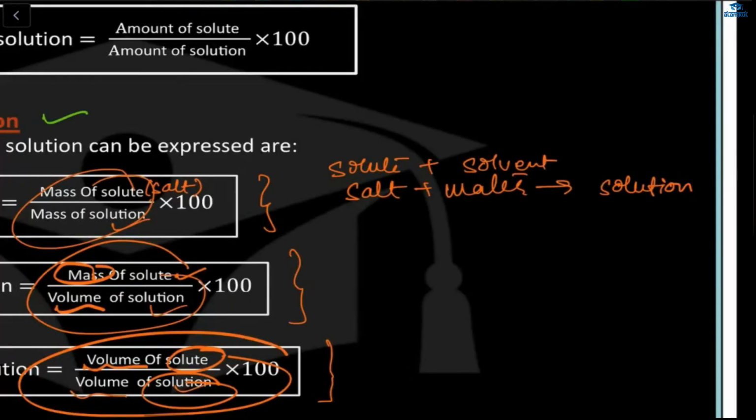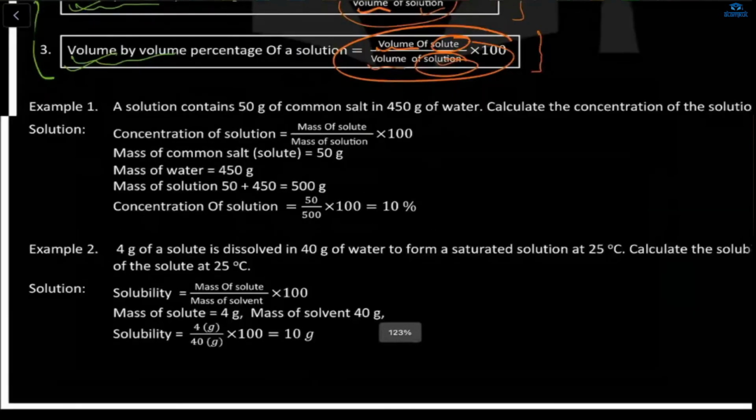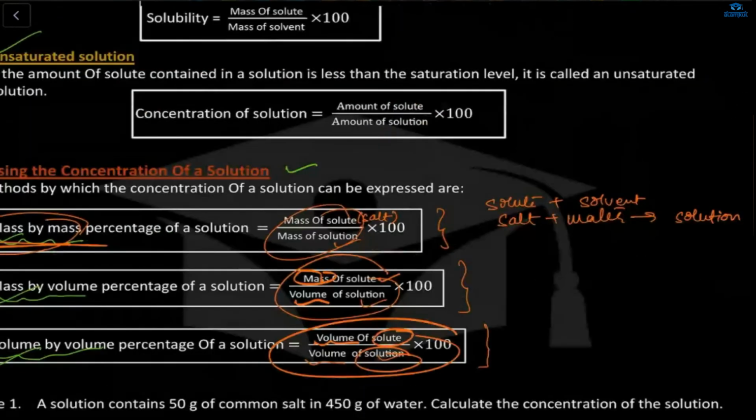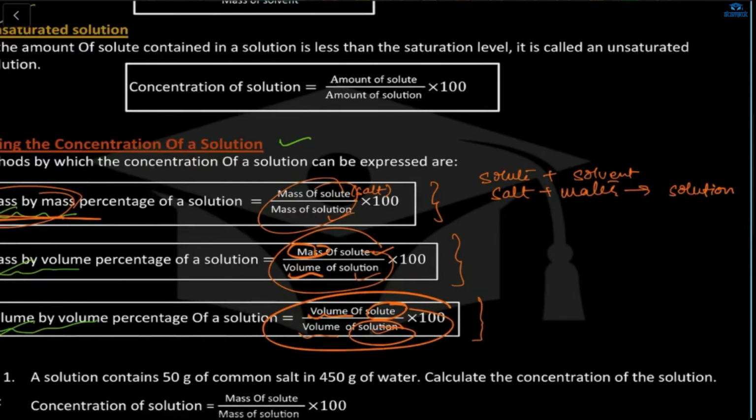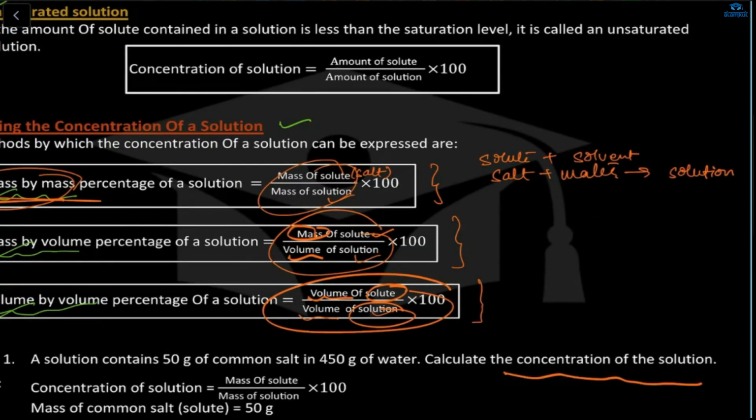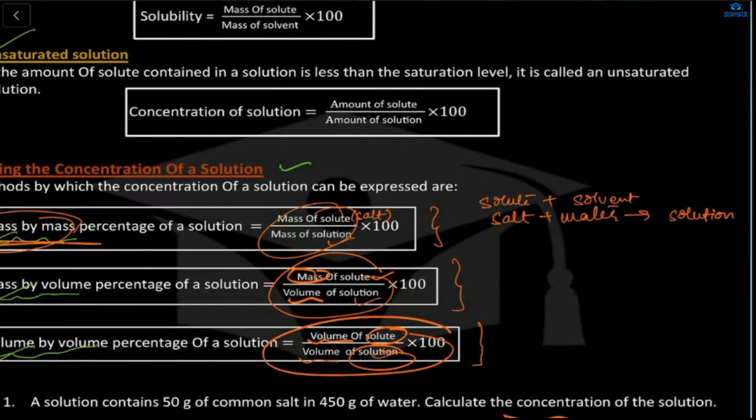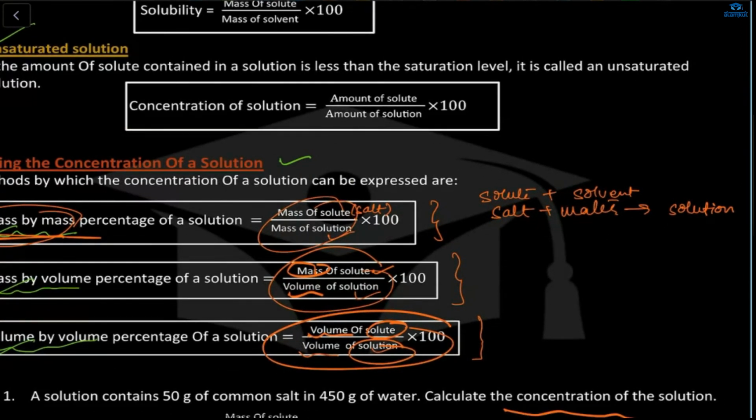Now let's quickly do this example. Let's say the solution contains 50 gram of common salt in 450 gram of water. You have to calculate the concentration of solution. Concentration means the mass by mass. We have to find mass by mass. You already know the mass of solute. Solute is always present in the lesser quantity, so solute will be this part.